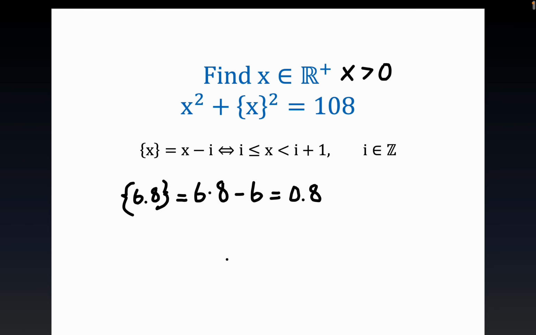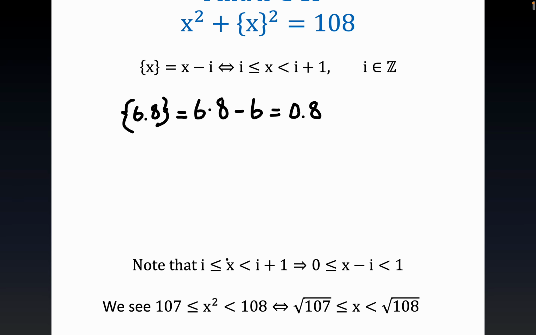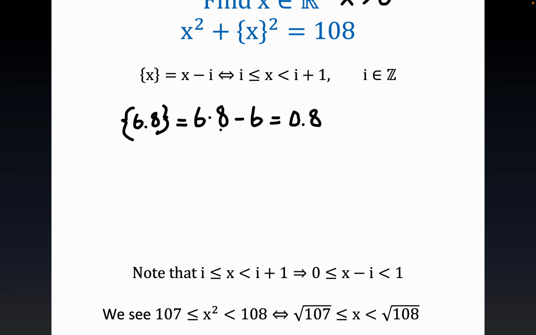Now let's move on down. If you just subtract I from both sides, you get this statement right here. In other words, if we subtract I from both sides of this inequality, we get that 0 is less than or equal to x minus I is less than 1. And of course, we recognize that as the fractional part. So this piece right here is the very same thing as the fractional part of x.